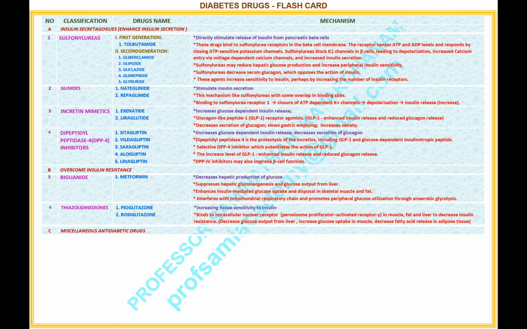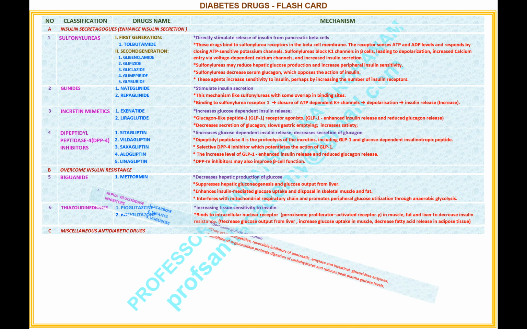Number 6. Name of the classification: thiazolidinediones. Drugs name under this classification: 1. Pioglitazone, 2. Rosiglitazone. Mechanism of thiazolidinediones: increasing tissue sensitivity to insulin. The detailed mechanism: binds to the intracellular nuclear receptor, peroxisome proliferator activated receptor gamma, in muscle, fat, and liver to decrease insulin resistance, decrease glucose output from the liver, increase glucose uptake in muscle, decrease fatty acid release in adipose tissue.